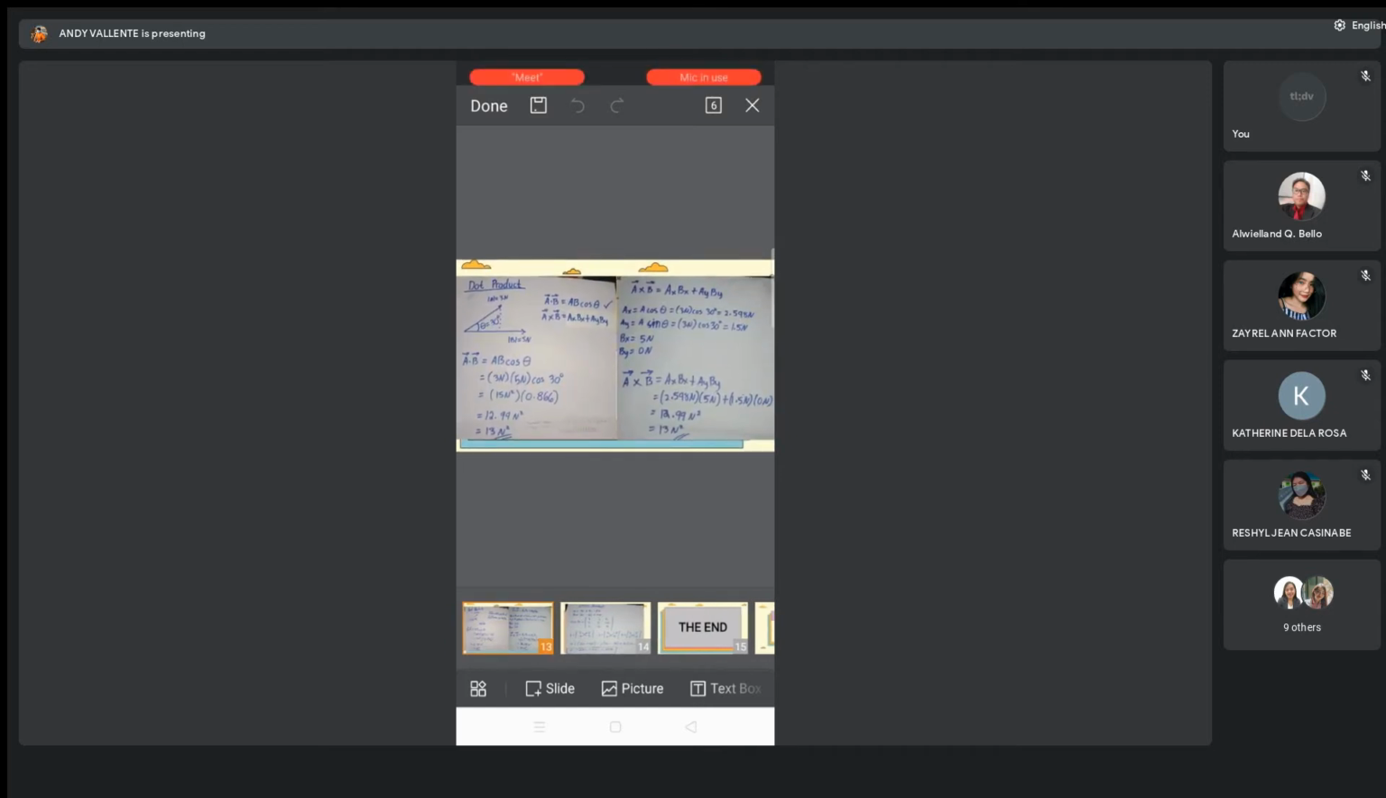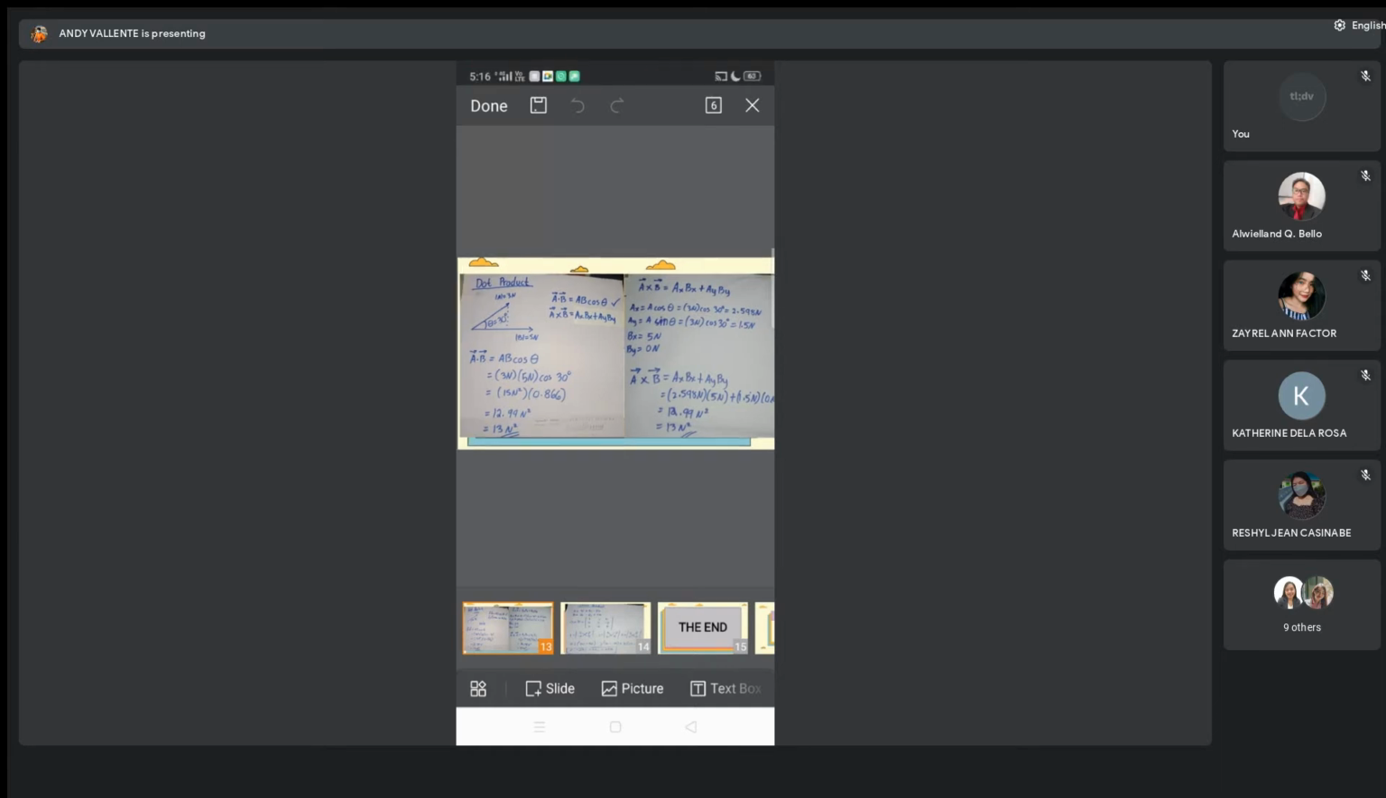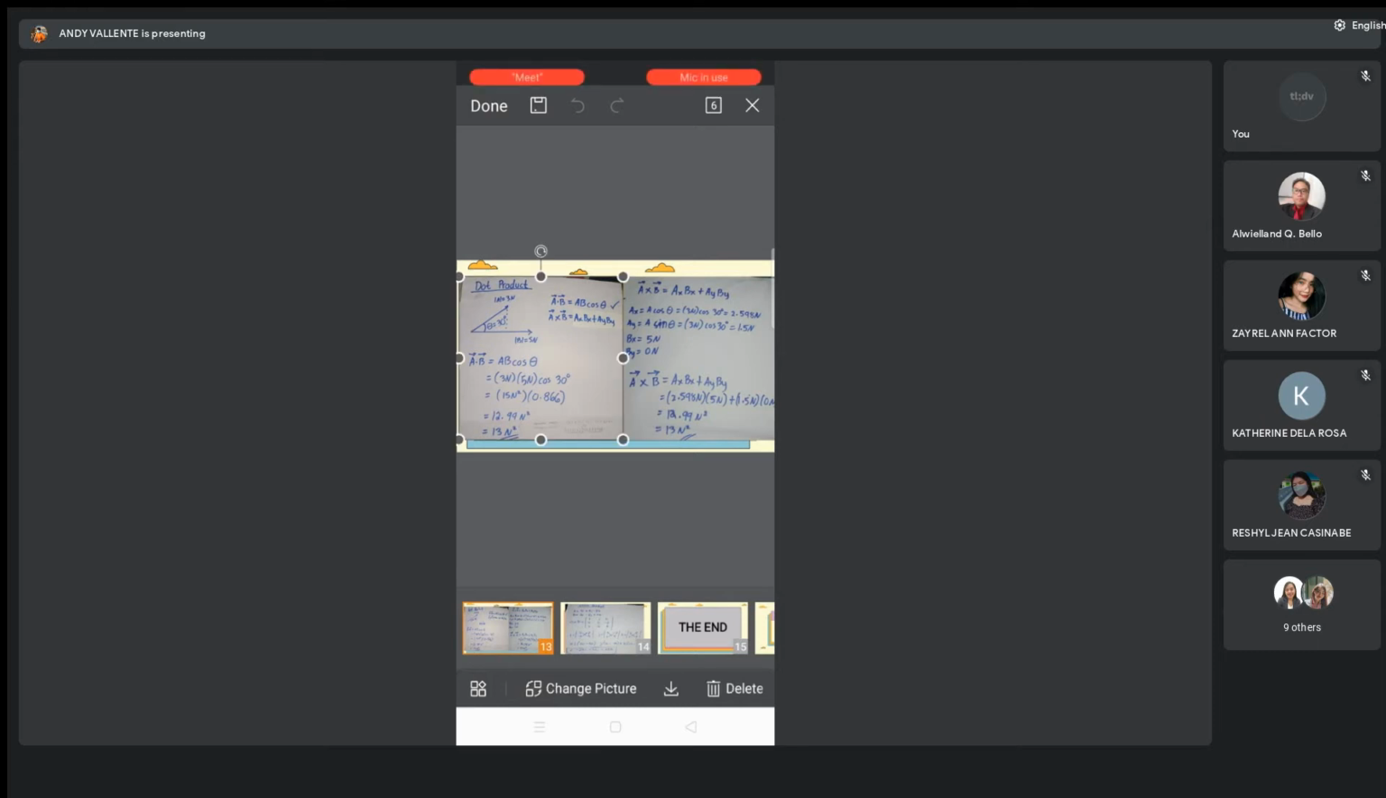So this is an example of solving a dot product. We have the given A is 3n, our theta is equal to 30 degrees, our B is equal to 5n. In finding the dot product, we have two ways. Pwede ra na siya bisag asa nimo kun. Ang atong una gamiton kay ang A dot B is equal to AB cos theta. So our A is equal to 3n, our B is equal to 5n, cos 30 degrees. Simplify first, 3n times 5n is equal to 15n squared. Then our cos 30 degrees is equal to 0.866. So simplify, we ended up with 12.99n squared, which we simply round off to 13n squared.